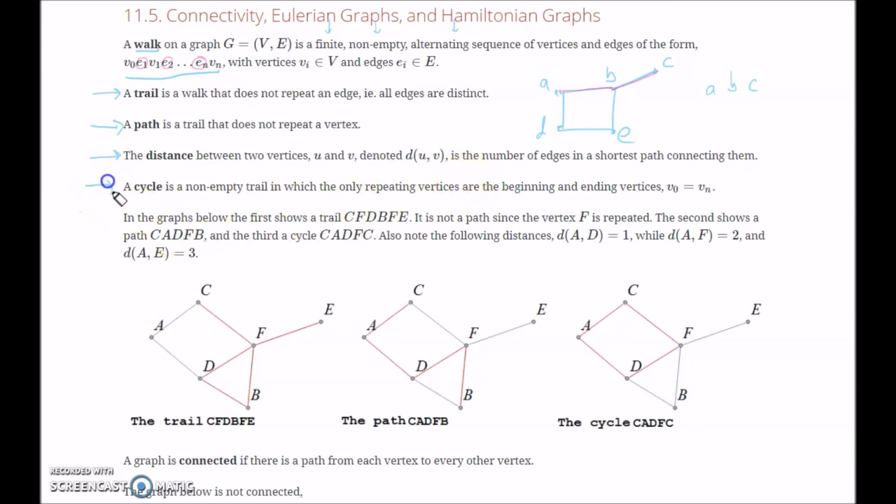And a cycle, and another term for this that we're going to use freely is a circuit. A cycle or a circuit is a trail where we only repeat one vertex, and it's the same one that we start and end on. So that's what a cycle is. We start and end on the same one, and that's the only one that is repeated. Okay, so let me show you some pictures and some examples of these.